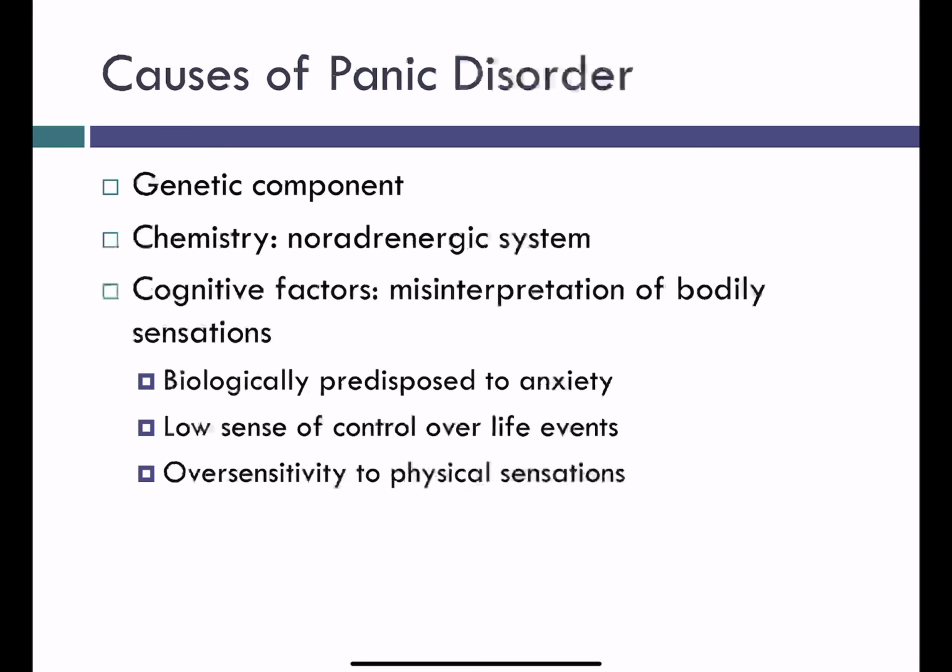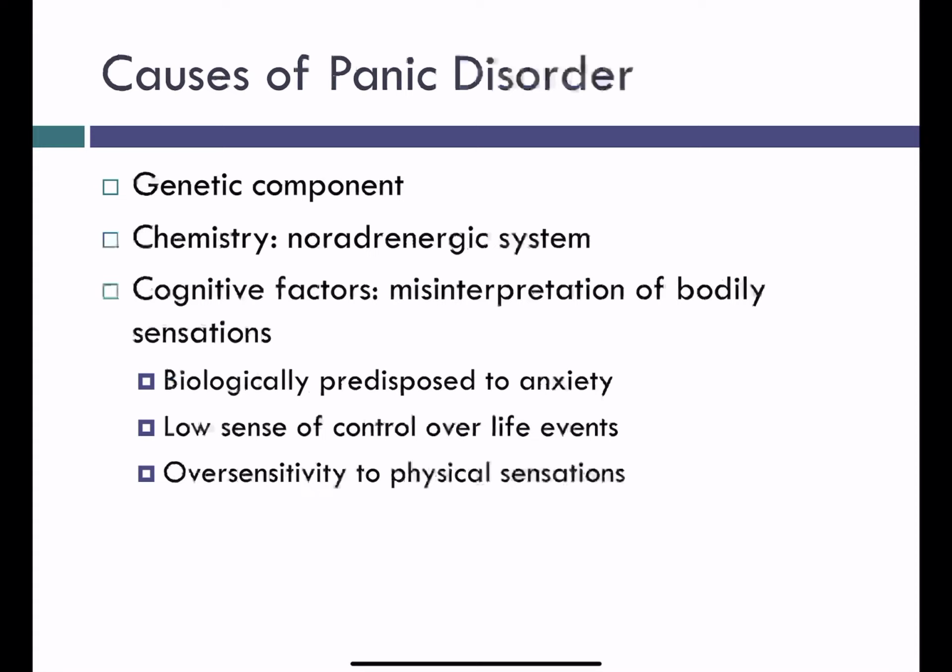So in terms of what might cause panic disorder, there's certainly a genetic component. Panic disorders run in families. We have higher rates in identical twin pairs than fraternal twin pairs. There's also some evidence for brain chemistry. It seems to be associated with the noradrenergic system. And basically when this system is stimulated in monkeys, it leads to a panic attack. And so the thought is that people with panic disorder may have increased activity in this area of the brain.